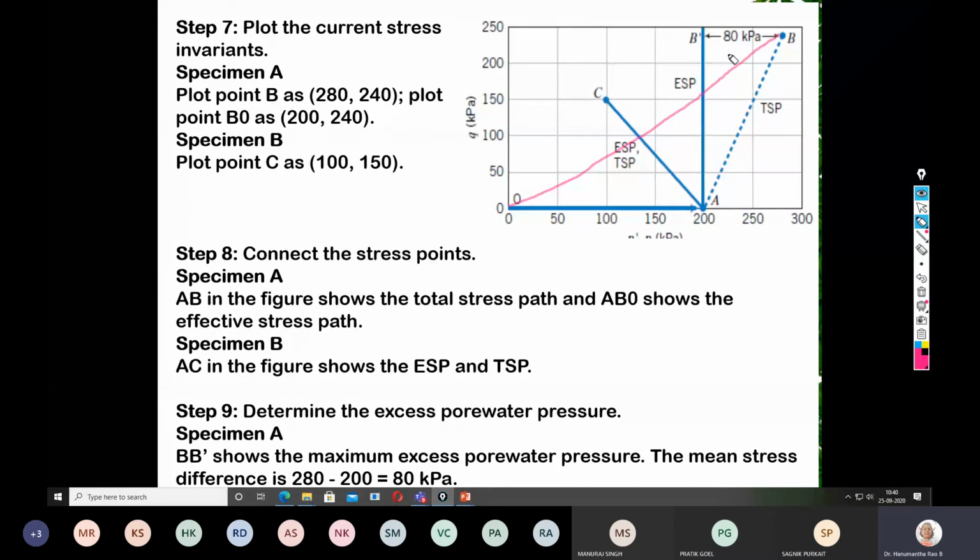Any other questions? Sir, after consolidation, the sample will not remain saturated. No, how can it be? The condition for any triaxial testing is that it should be initially saturated. If throughout the triaxial test the sample has to be saturated, then there is no meaning of pore water pressure parameters A and B. No need to develop any kind of theory.